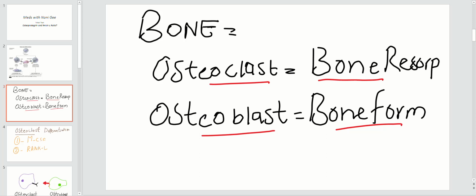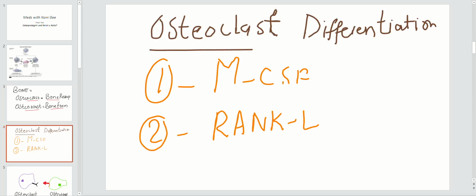Okay, now to understand this topic we need to know how osteoclast activation is happening. So osteoclast differentiation needs two factors. So what are those two factors? Number one is monocyte colony stimulating factor, which causes differentiation of the hematopoietic stem cells into the osteoclast precursor. And then the second factor it requires is the RANK ligand. So what is RANK ligand? It is receptor activator of nuclear factor kappa B ligand, right?